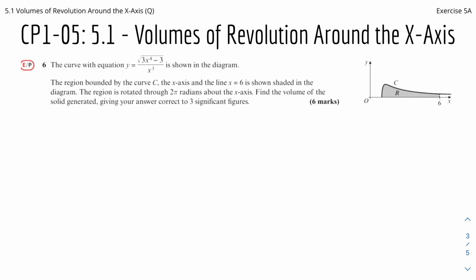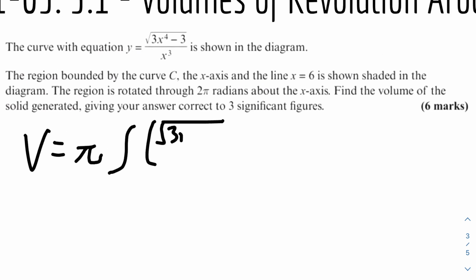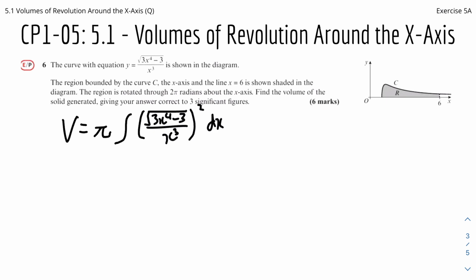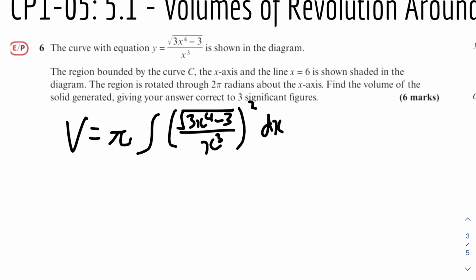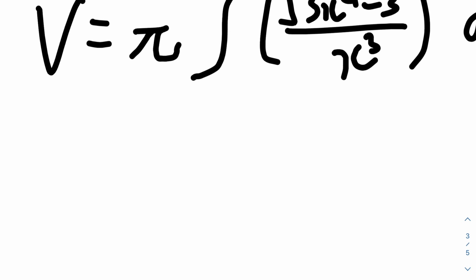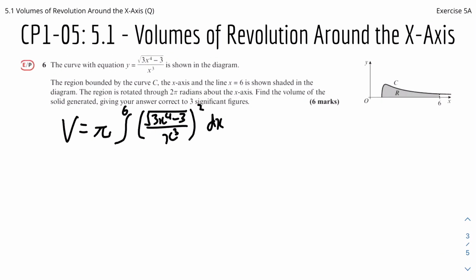So let's just start off by doing volume equals pi times the integral of y squared, so the integral of 3x to the power 4 minus 3 over x cubed, squared, dx from x equals something to x equals 6, right? So we have to find what the lower limit is, because we know the upper limit is 6. What we can do is look at this curve right here. We know that the value here is when y equals 0, so we just have to put y equals 0 in this case.